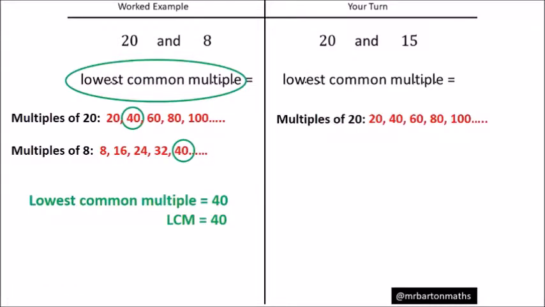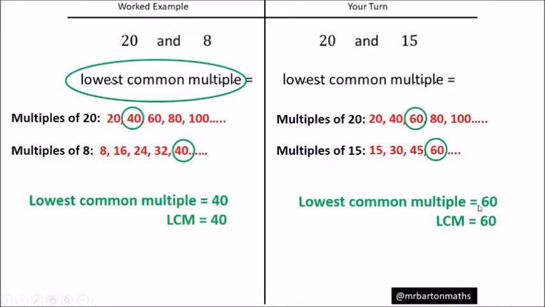So our solution, first of all, our multiples of 20 are just my 20 times tables, and my multiples of 15 are our 15 times tables. So we're looking for the lowest number that appears in both of these lists, and that lowest number, as we can see, has to be 60. So the lowest common multiple of 20 and 15 is 60, and remember sometimes that's written as LCM.